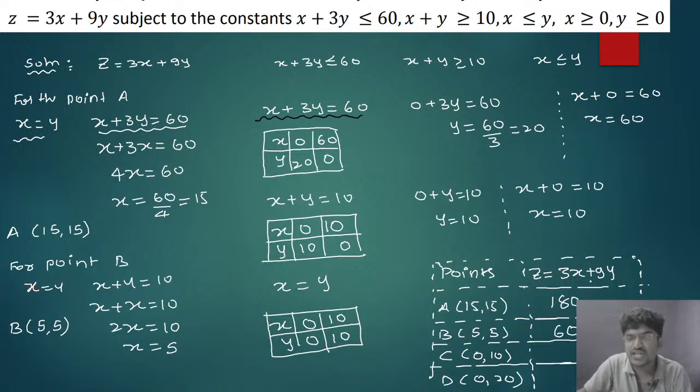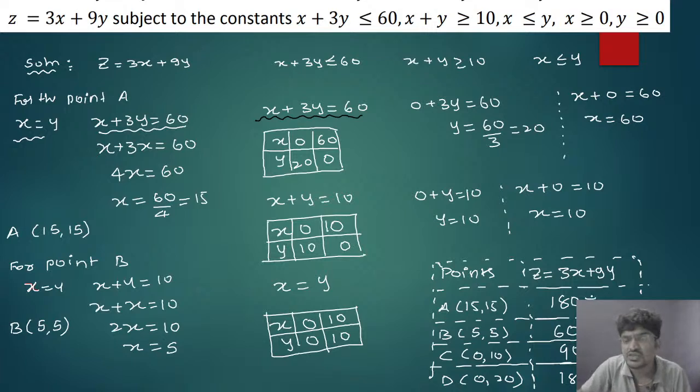In the place of x, put 0. In the place of y, put 10. 9 into 10 is 90 plus 0. That is 90. So next, in the place of x you put 0. In the place of y you put 20. 9 into 20 is 180.